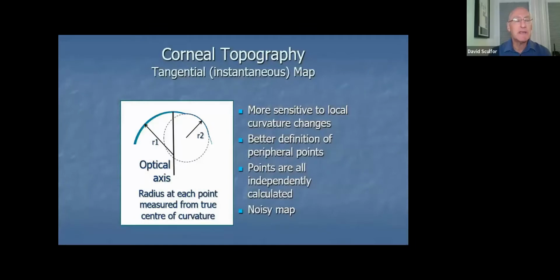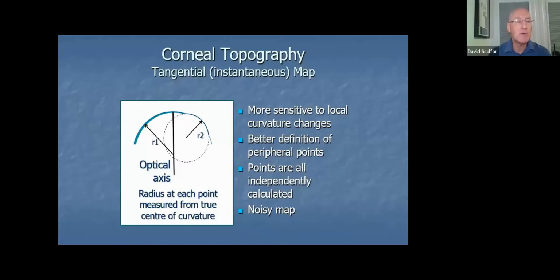So the alternative to that is what we call a tangential or instantaneous map, and by instantaneous I don't mean just in the click of a finger. What it means by instantaneous is instant by instant or point by point. So the tangential map is much more sensitive to local curvature changes. You get much better definition of peripheral points. But the key point is that all the points are independently calculated. Now that does make the map rather noisy, but it does give you some true radii of curvature.